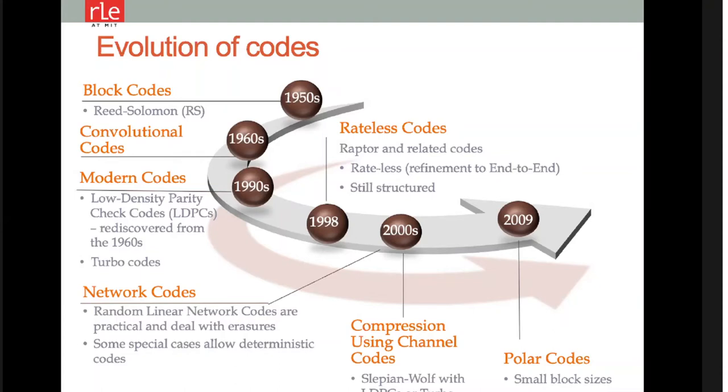Turbo codes came up in the 90s. The 90s also saw rateless codes, which keep sending until reception happens, came about. Still end-to-end codes. In the 2000s, network codes came about. And I'm going to talk to you particularly about random linear network codes, which are the only practical implementation of these codes.